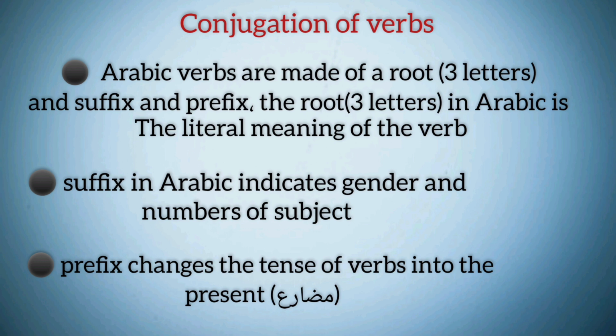But before we get into conjugation, we need to know some points here. Arabic verbs are made of a root, I mean three letters, and a suffix and prefix. The root in Arabic is the literal meaning of the verb. For example, kataba. Kataba basically means wrote. Kataba is actually the root and the literal meaning of the verb, okay?